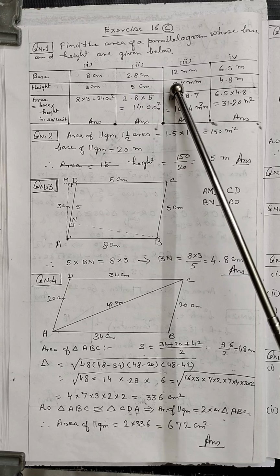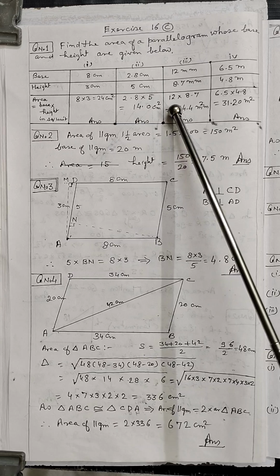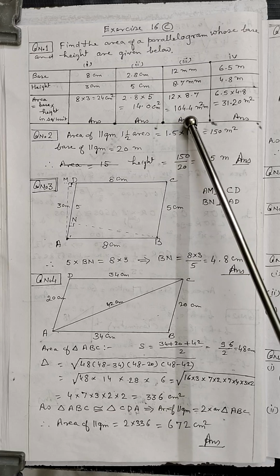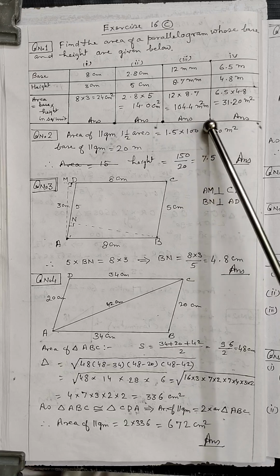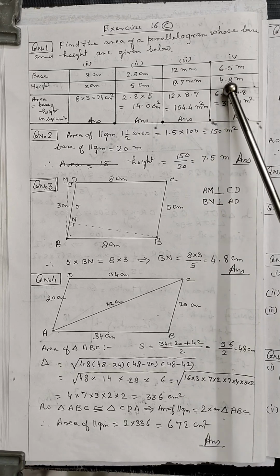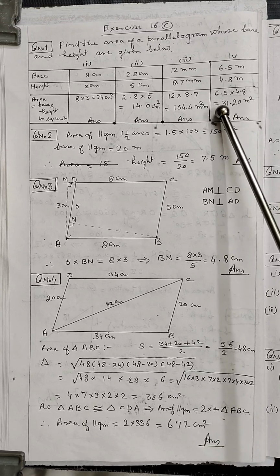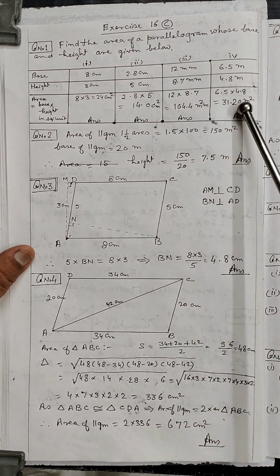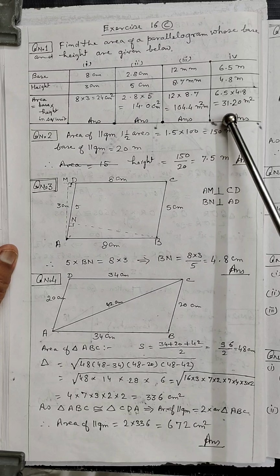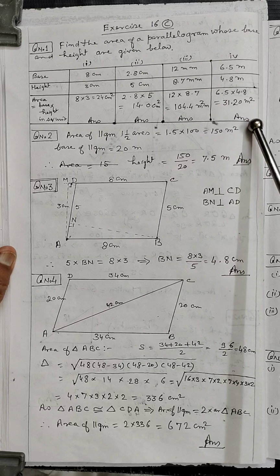Third part, base is 12 millimeter and height is 8.7 millimeter. So the area will be equal to base into height, that is 12 into 8.7, it will be equal to 104.4 square millimeter. Now the fourth part will be base is 6.5 meter and height is 4.8 meters. So the area will be equal to 6.5 into 4.8 and it will be equal to 31.20 square meter. And these are the answer of these 4 parts.